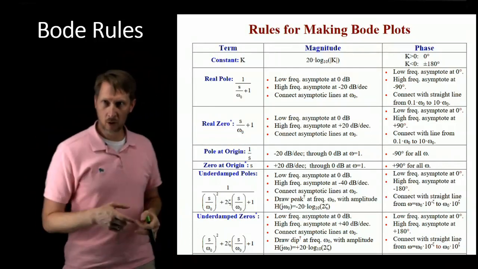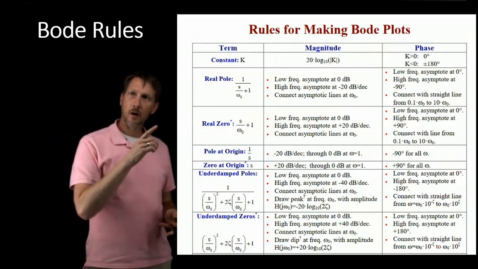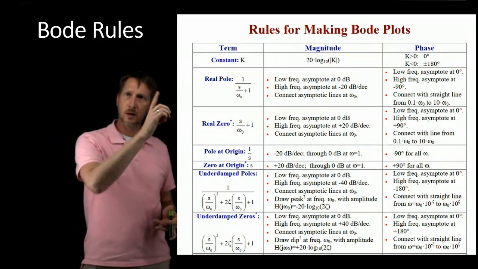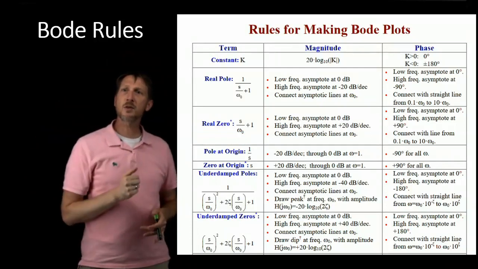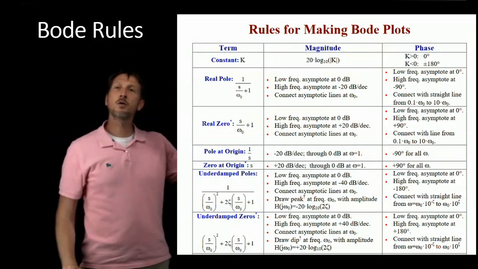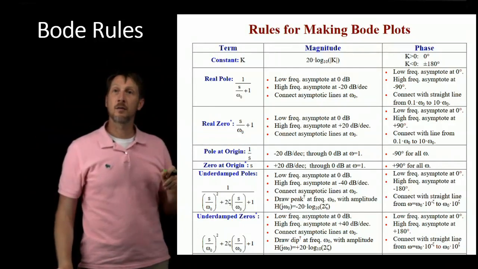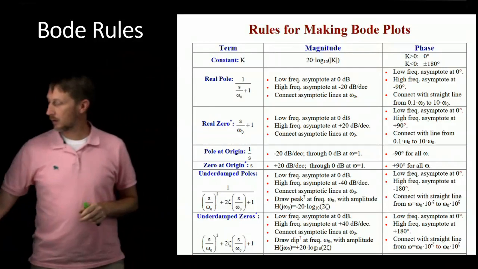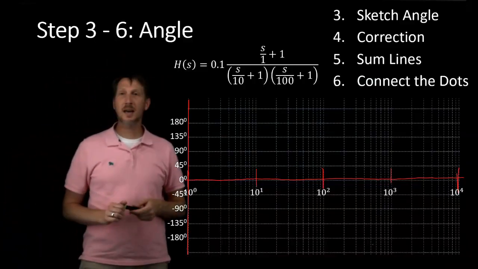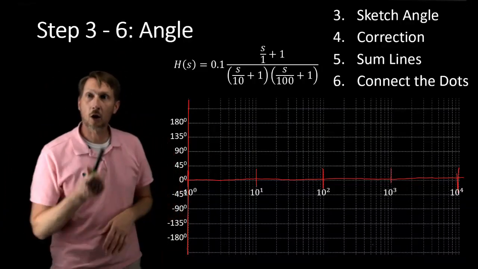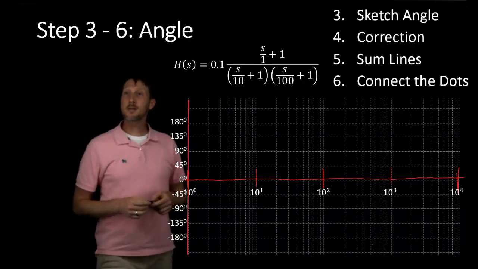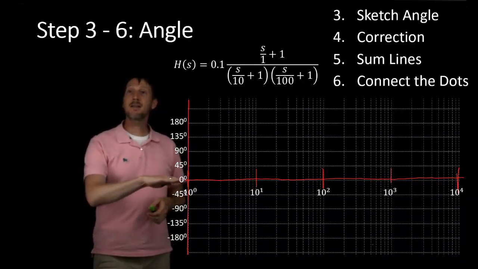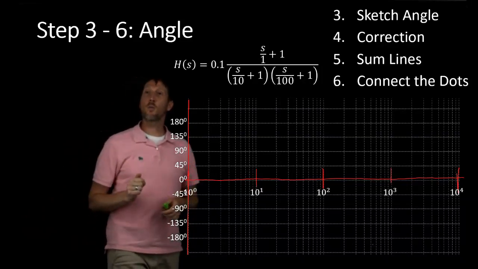When we continue going, we see that we have 2 real poles then. These are very similar to the real zeros, except we go to negative 90, 1 decade above. All right, so let's get started with that. Let's start off with our constant. Our constant is a positive number, so that means we have 0 degrees. Let's not even worry about that.